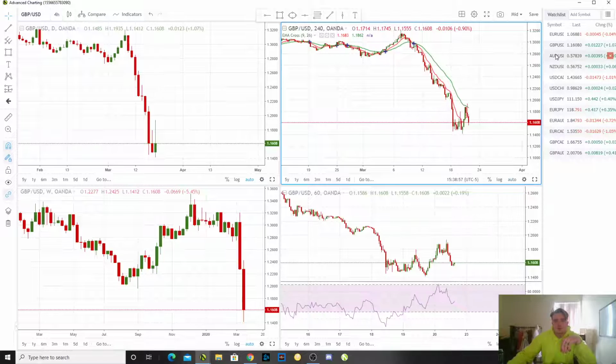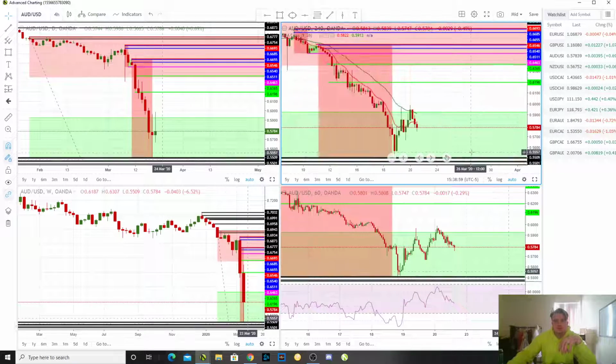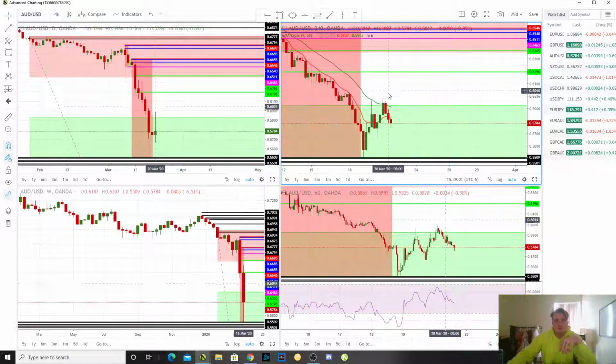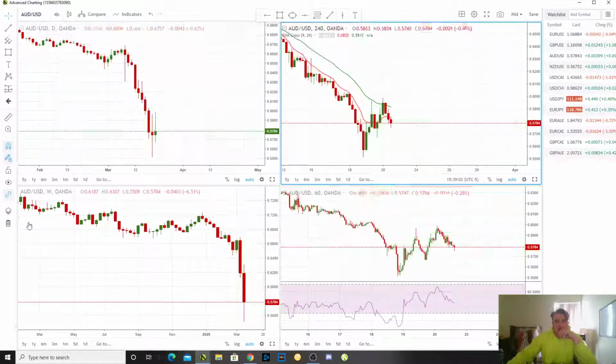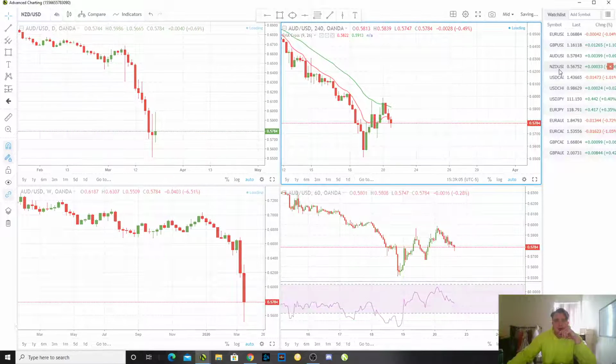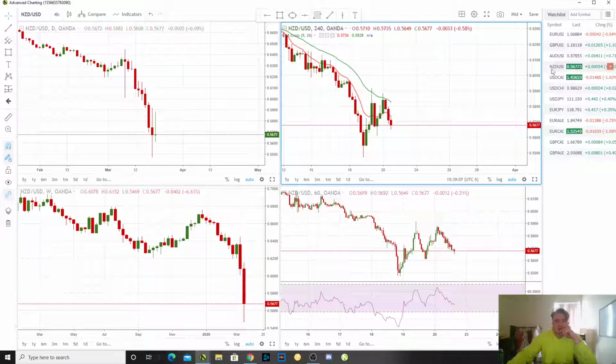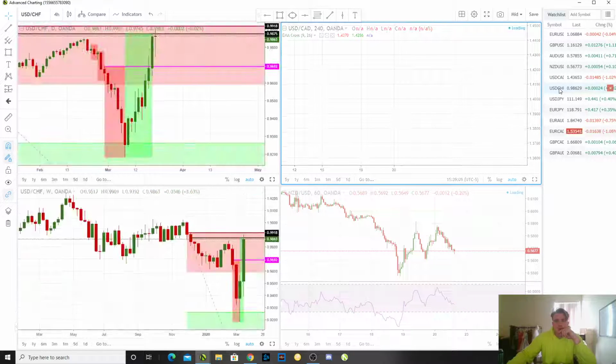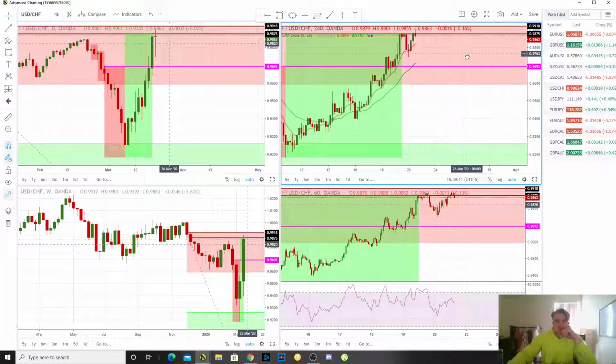The Aussie I just looked at too is even more so, starting to form an uptrend. I don't know that I trust it because it is inside still. It's like a, what is it called? The corrective move.